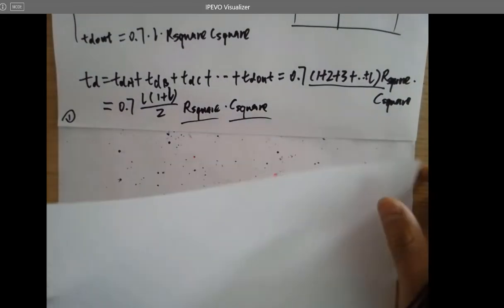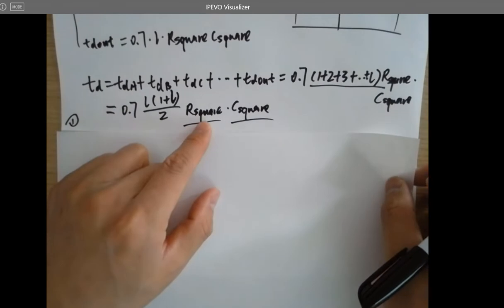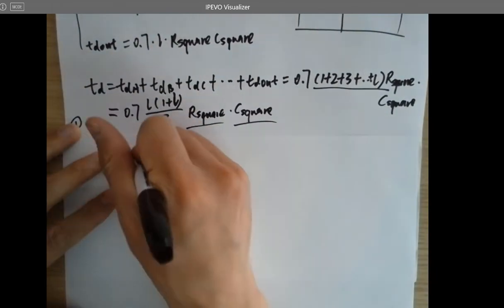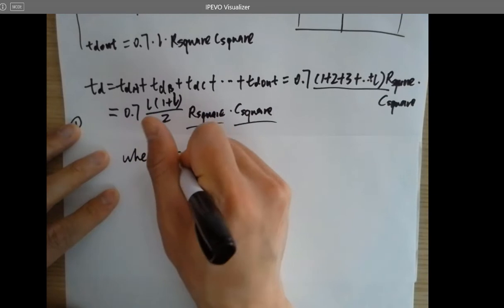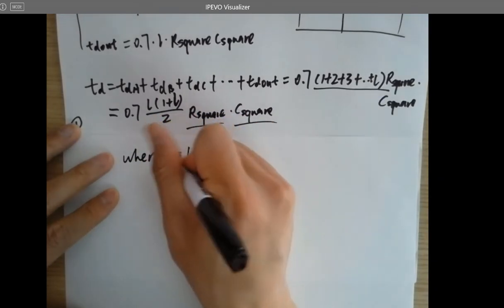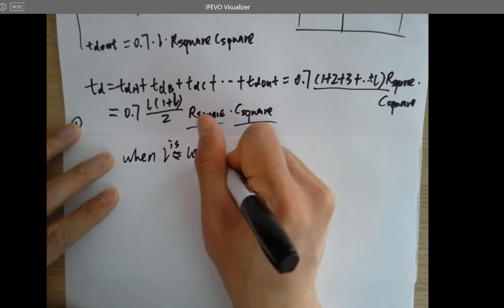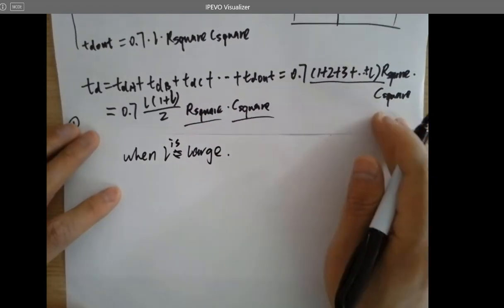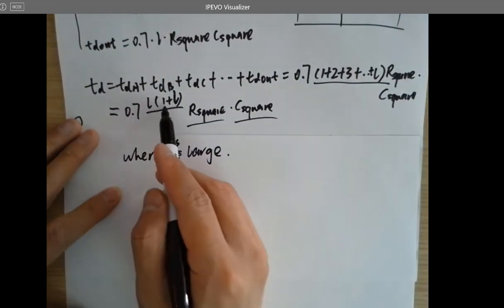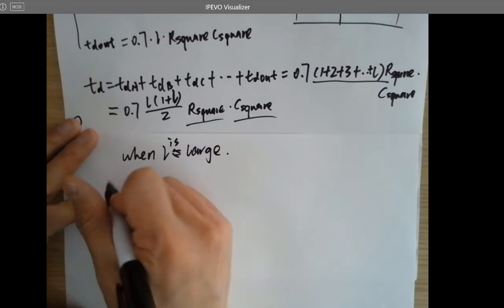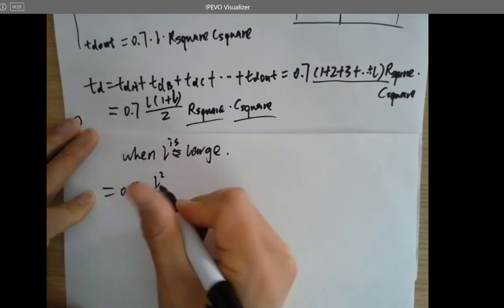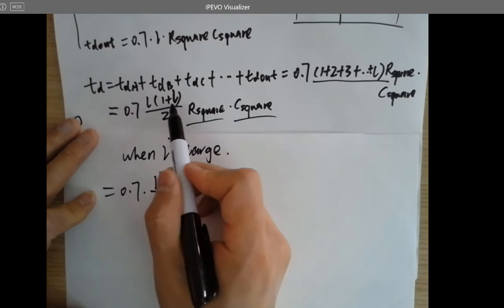And R squared is a sheet resistance, right? It's a constant. So when L is large, we can ignore the 1 in 1 plus L. Just write it as 0.7 times L squared over 2, because L times L.